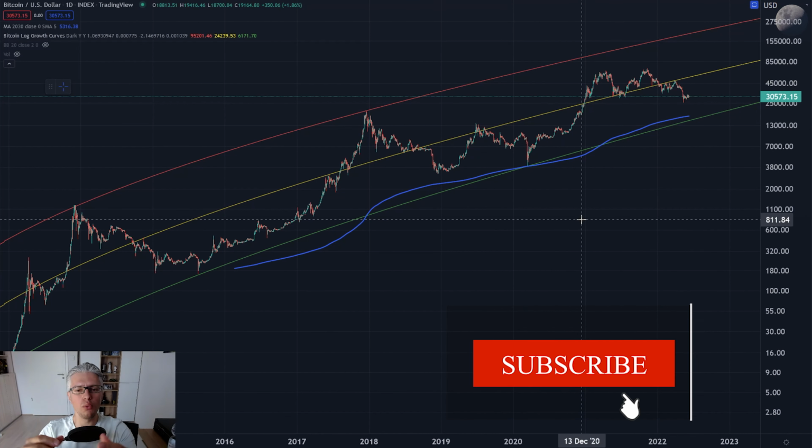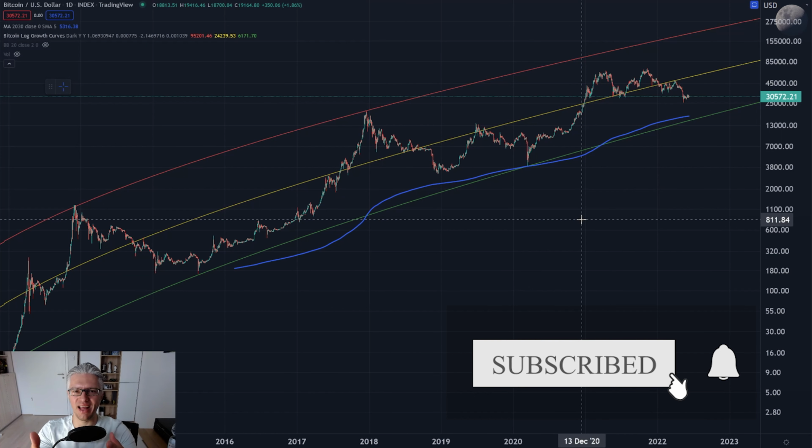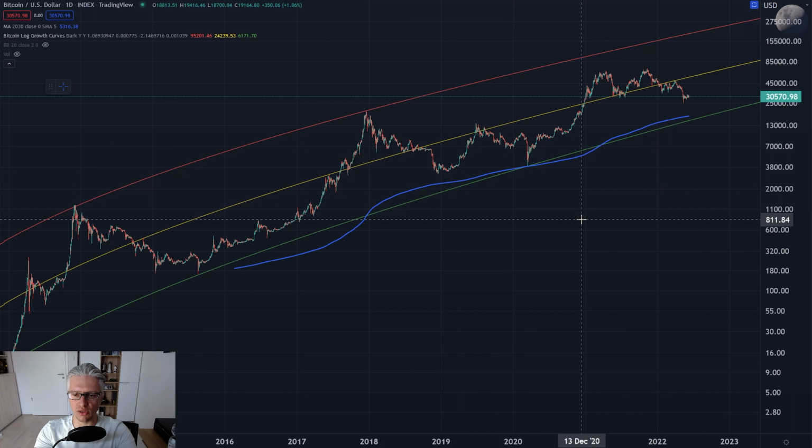So we are going to take a look at what an expanded flat correction is and what Bitcoin is probably going to do based on this assumption and when this assumption is going to be invalidated. We also would like to know when we have certainty that Bitcoin is not doing an expanded flat correction, but is doing something else, right? So let's get started, friends.